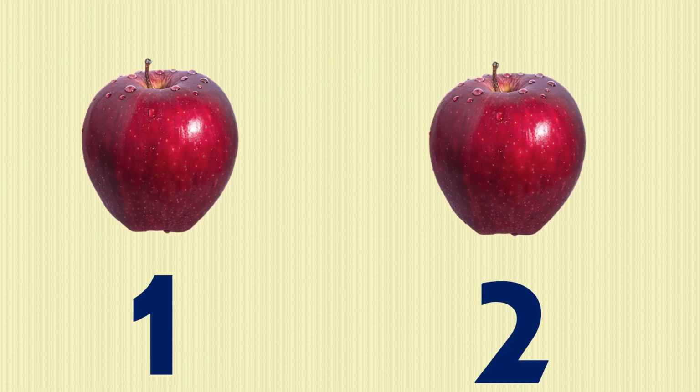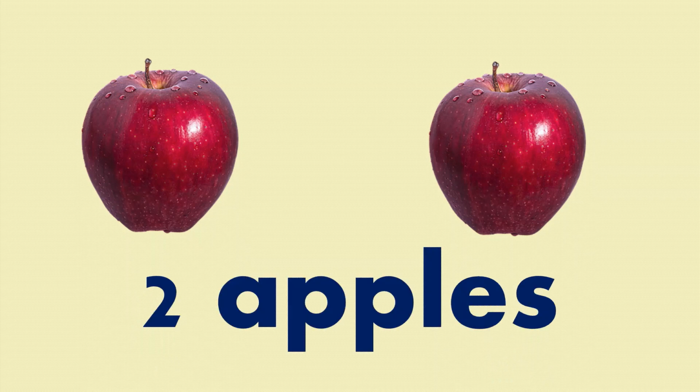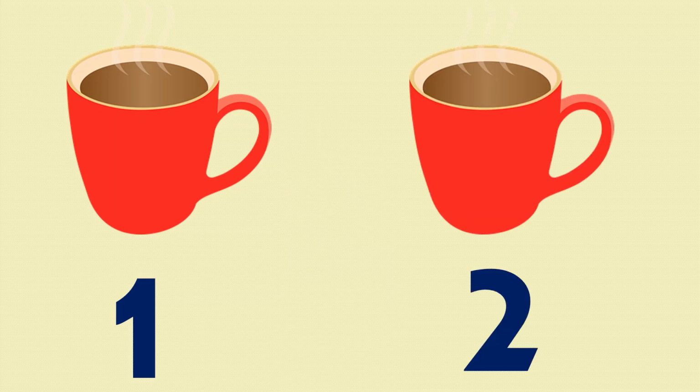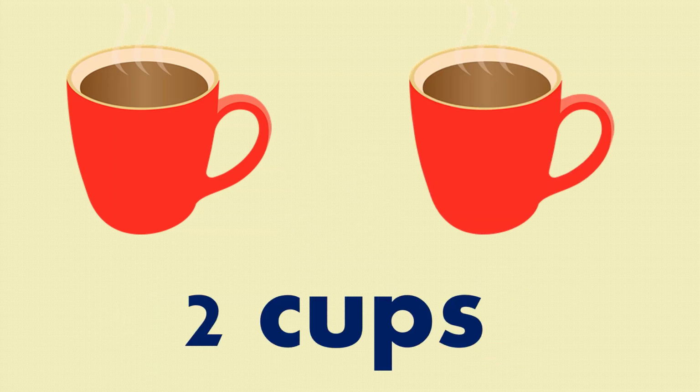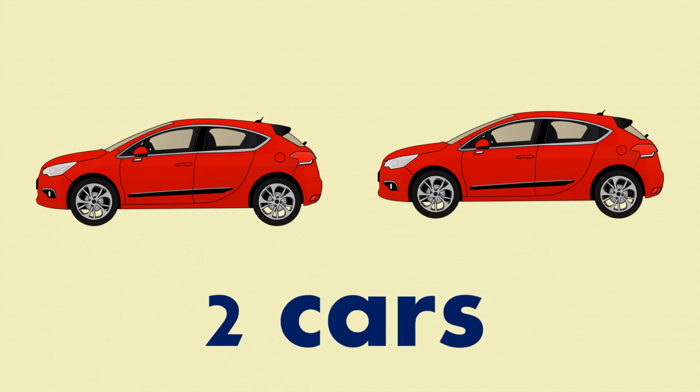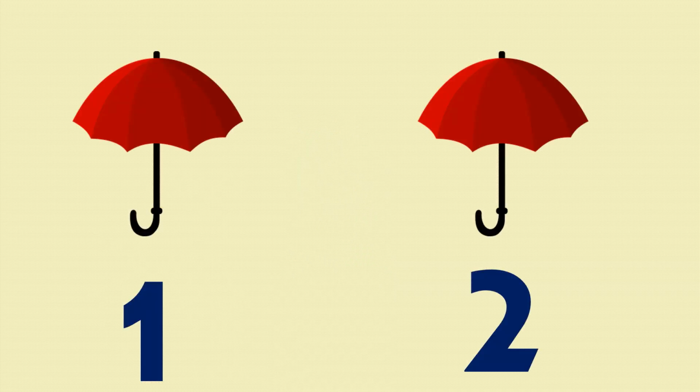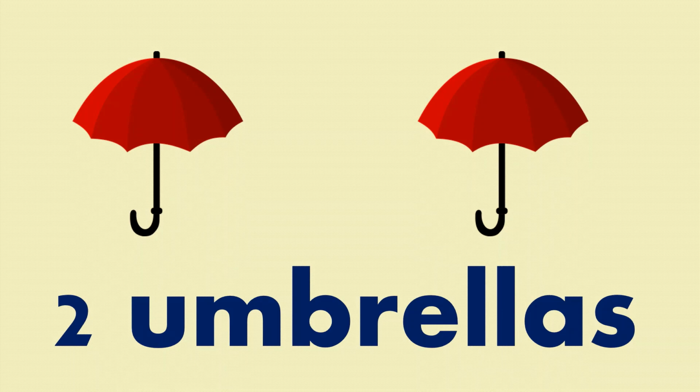1, 2. 2 apples. 2. 1, 2. 2 cups. 2. 1, 2. 2 cars. 2. 1, 2. 2 umbrellas. 2. 1, 2.